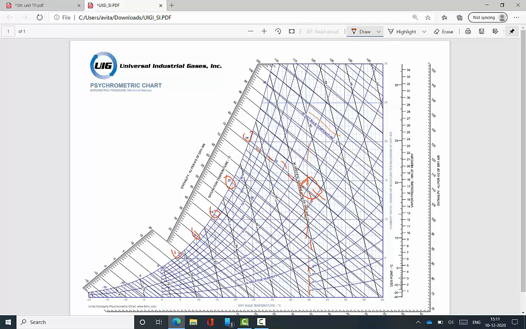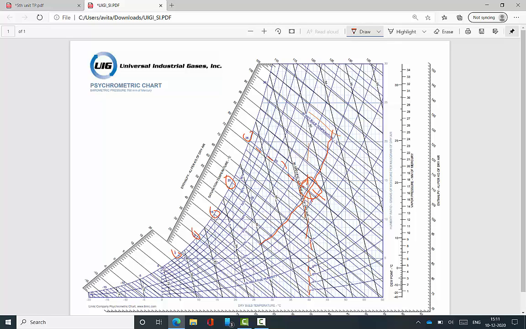From that solution point, what is the curve? This curve represents the relative humidity. These inclined curves, starting from the bottom to the top, are the relative humidity lines. Therefore, the curve passing through that particular point gives our solution. That value is nearly 30%.